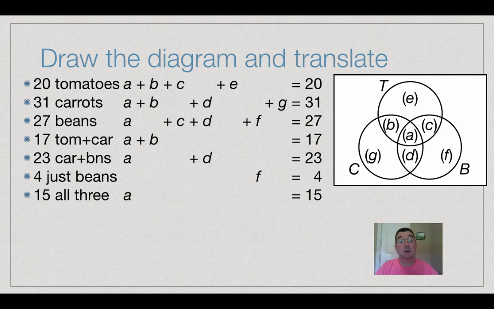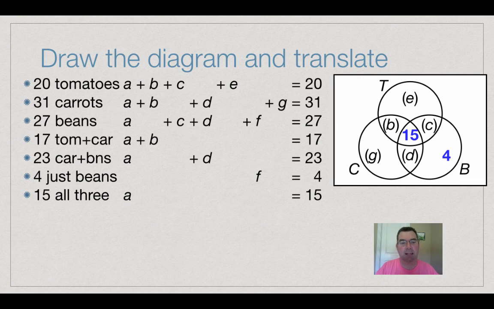Well, I can see right away that there's 2 letters that I can immediately replace with numbers. The fact that 15 grow all 3, I can replace that A with a 15. And then the fact that there are 4 that only grow beans, that means that F can be replaced with 4, those 4 people that only grow beans. All right, and then I kind of work my way around.